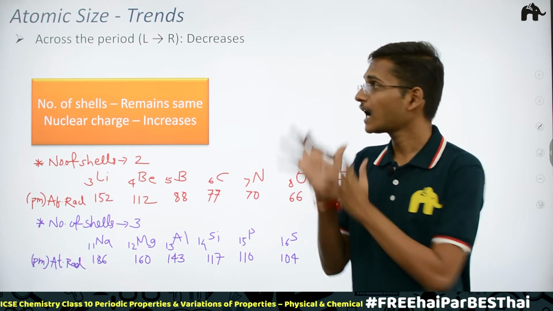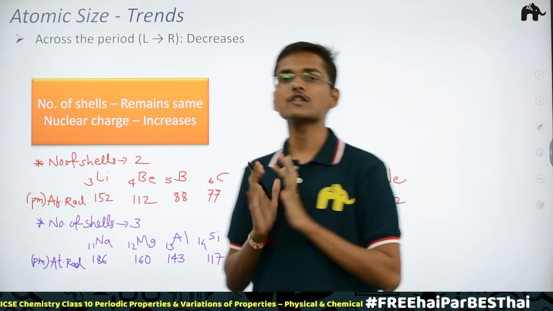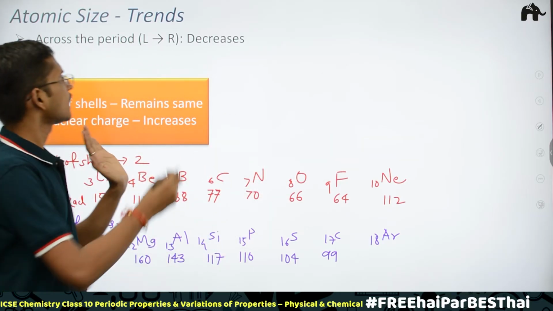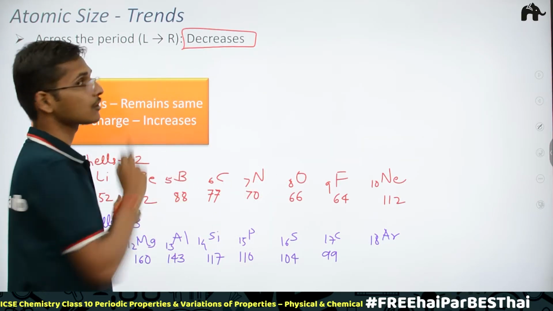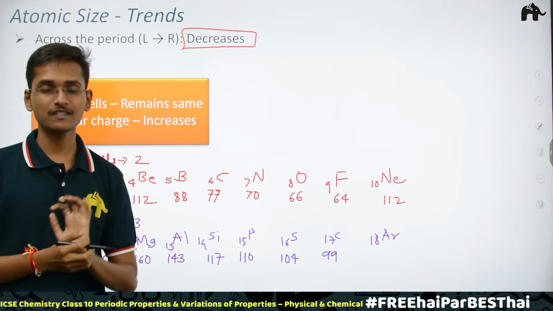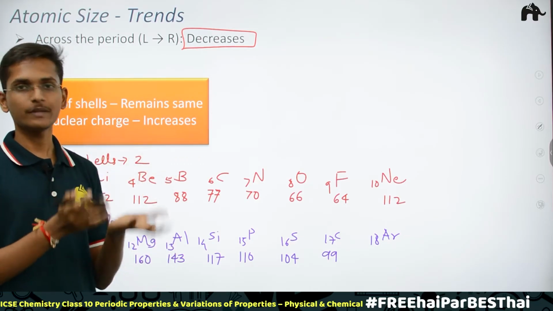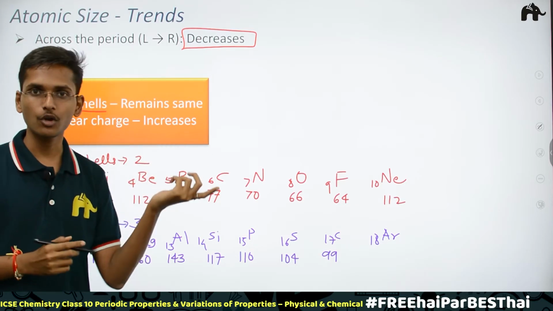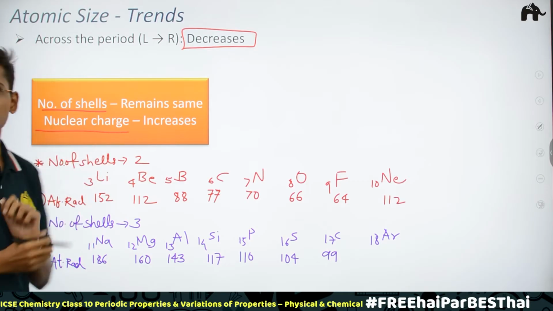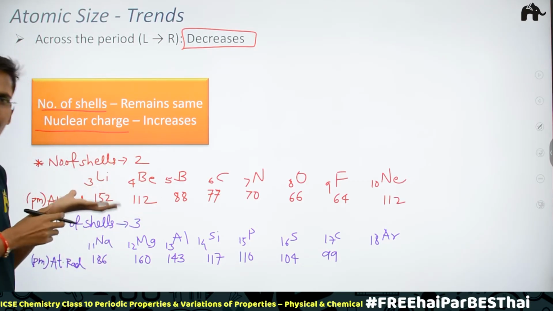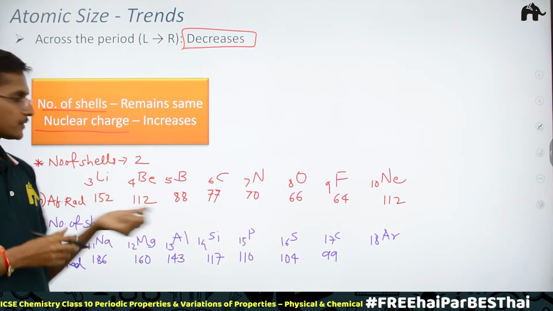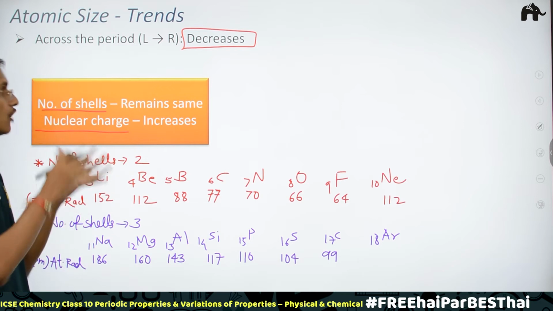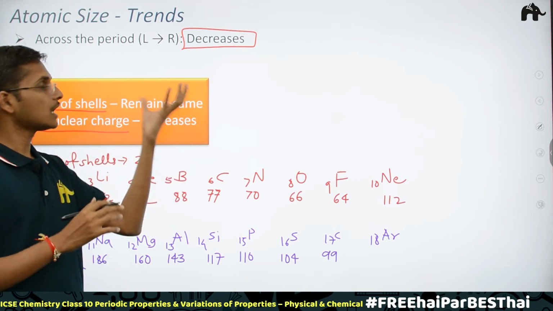Now let's see how atomic size varies across a period when we move from left to right of a period. So atomic size decreases. Now let's understand how atomic size is decreasing based on the factors on which atomic size depends. The first factor is the number of shells and the second factor is nuclear charge. Now by taking an example of period number 2 elements, lithium, beryllium, boron, carbon, nitrogen, oxygen, fluorine, neon, let's see how we can understand that the atomic size is decreasing.